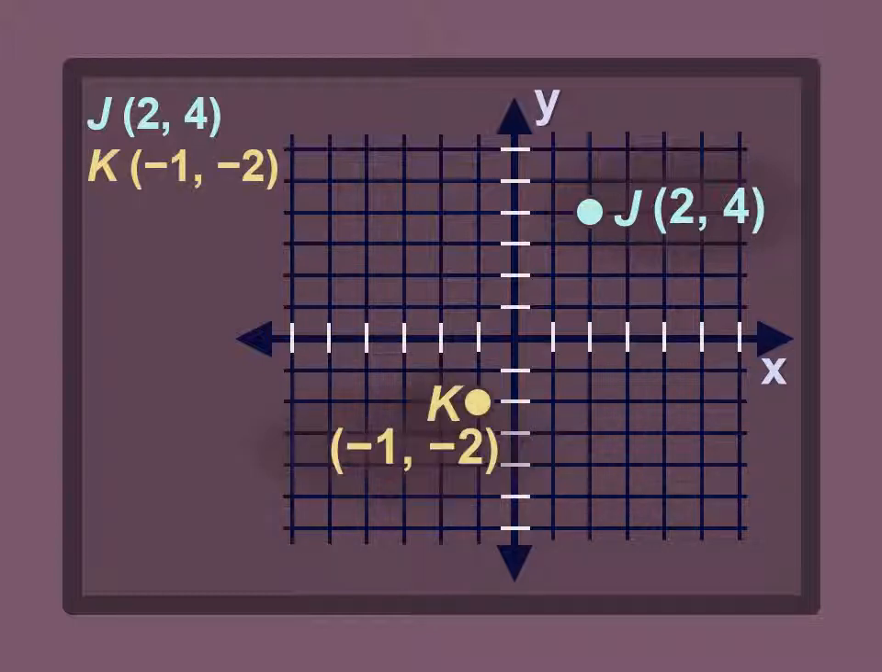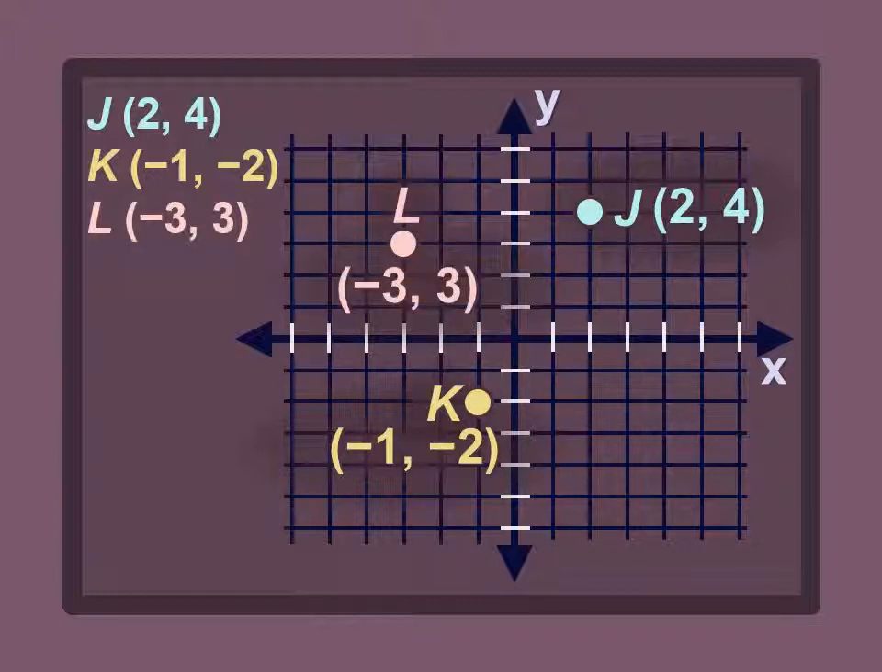Our next point is K, which is -1, -2. So remember, our first number is the x coordinate, which is the horizontal distance. So it's -1, which means it's going to the left. So -1. And then our second number, our y coordinate, is -2, which means we're going to go down 2. 1, 2, and that's our point K.